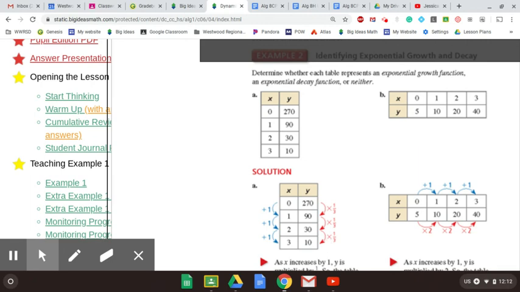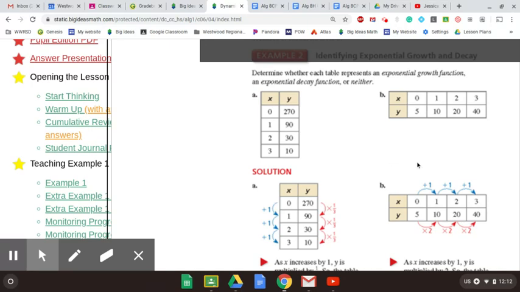So now, is it growing or decaying? Look at how the y's are decreasing. They're going down over time, and this is definitely decay. Another thing to look at is if the common ratio here is between 0 and 1, then that means it's also going to be getting smaller. It's decaying. So let's look at example B.